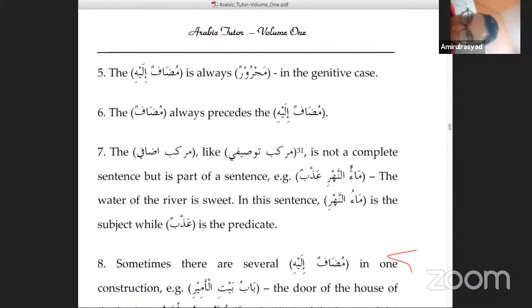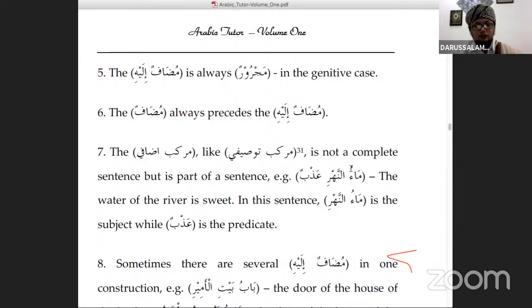Kenapa kena letak kasrah dekat akhir ayat? Ni, tanda kasrah. Ini dia punya kaedah dia. Okey, terima kasih, saya dapat. Soalannya, kenapa kena letak kasrah kat mudhaf ilaih tu?